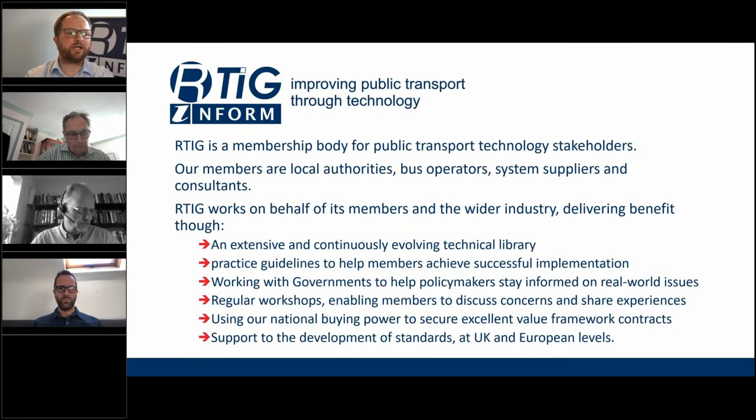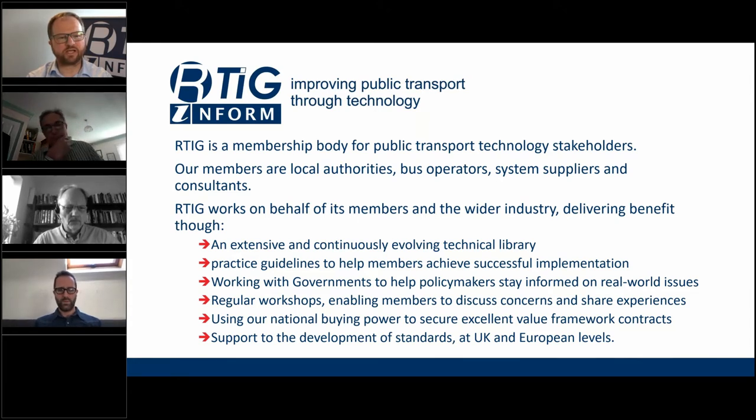So for those of you that might not have come across Arctic before this session, we're a membership body for public transport technology stakeholders. We've got members that cut across the whole stakeholder landscape, from authorities to operators to suppliers and consultants, and we work with people like yourselves to help make sure you know what's going on, help educate and develop learning and knowledge. We also develop technical standards, so things like bus priority, real-time standards, information dissemination standards, and things like that. And we work very closely with government on things like the current BODS program and accessible information as examples.